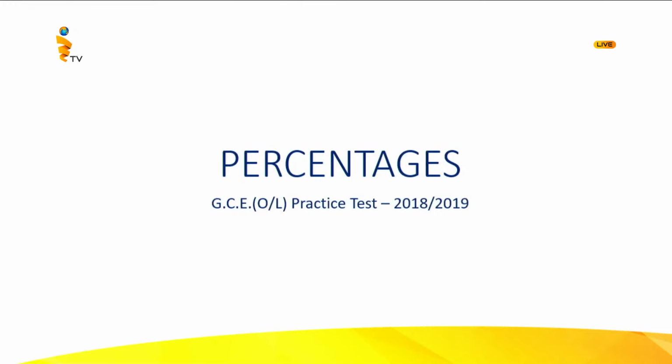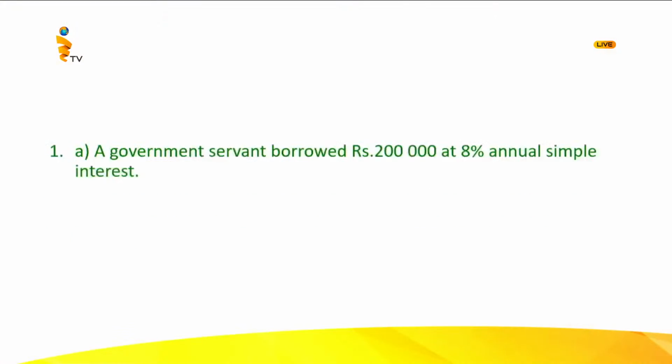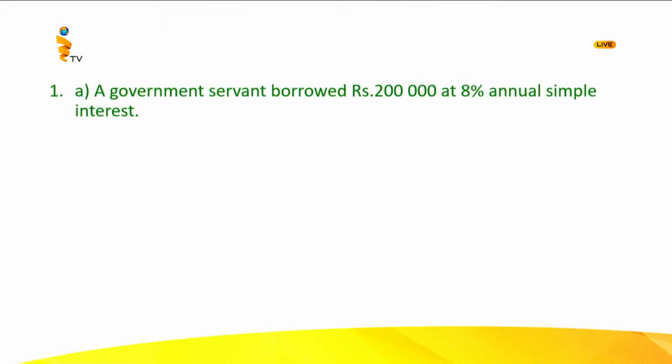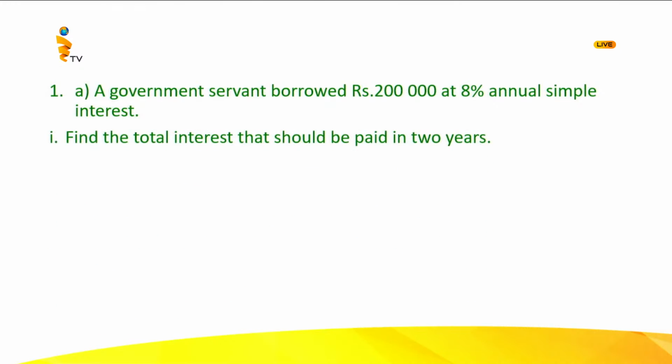First, we'll move on to the question in the year 2018. The question is, a government servant borrowed 200,000 rupees at 8% annual simple interest. The first question they ask: find the total interest that should be paid in 2 years.